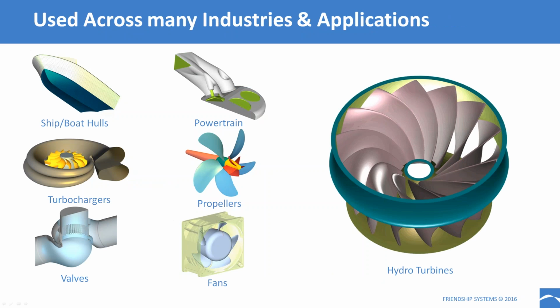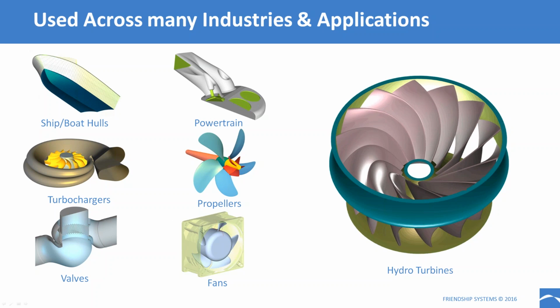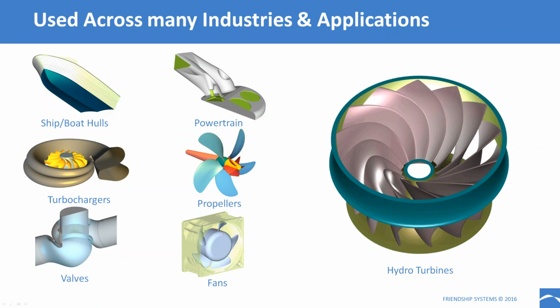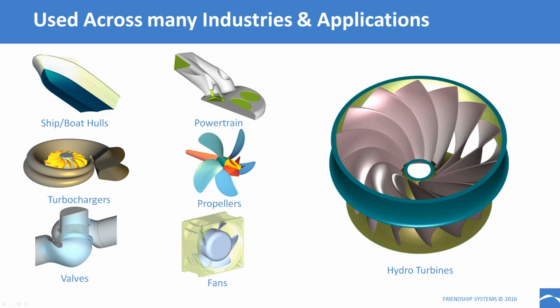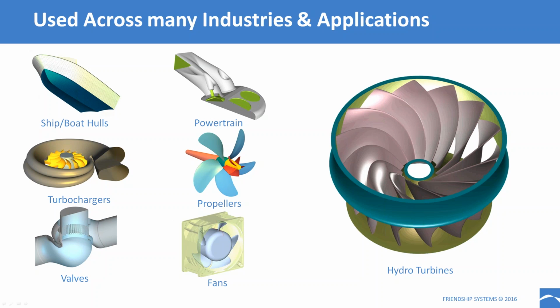The kind of geometries that we are typically working on with CAESES can be seen in this slide. So as an example, we have ship or boat hulls, powertrain components, turbochargers, propellers, and other types of turbomachinery like turbines, gas turbine, hydro turbines, steam turbines, fans, as we will see also later on in the webinar, and valves.